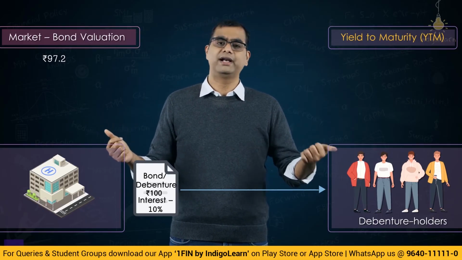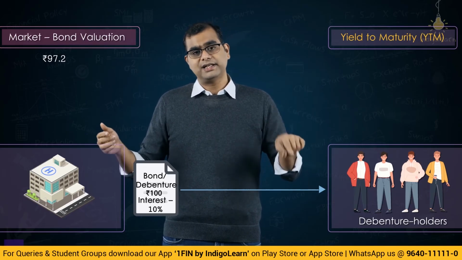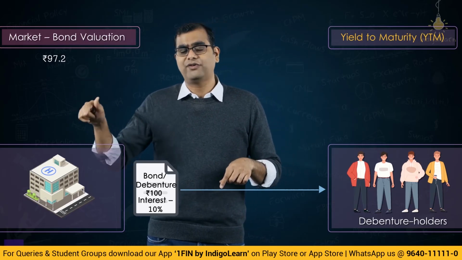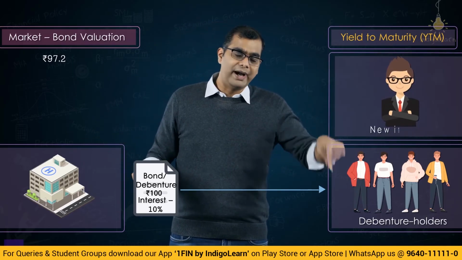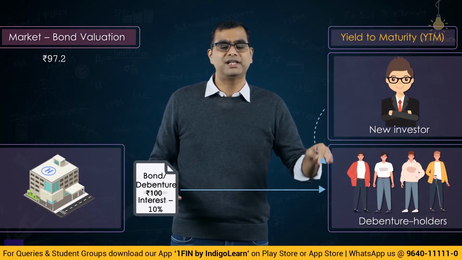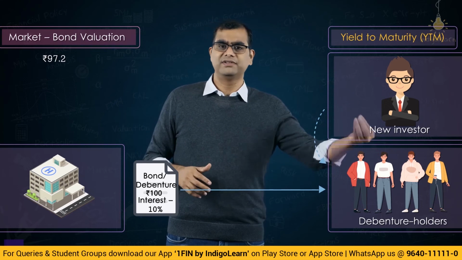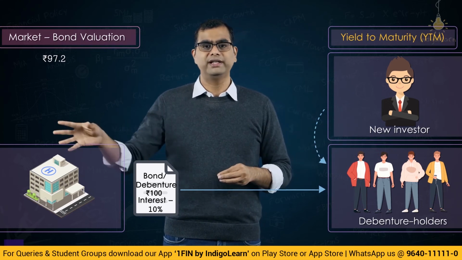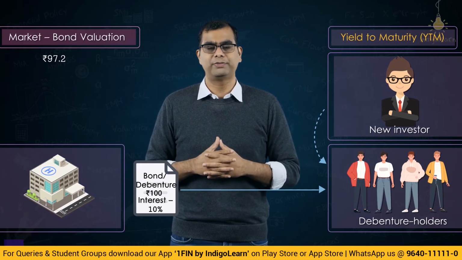It will repay them 100 plus 10 and all of that. Now, suddenly the interest rate has changed, and now the price has fallen to 97.2. When a new investor is trying to buy from these existing investors at 97.2, existing investors will make a loss, because this morning they invested at 100, and in the evening it is 97.2, so they will make a 2.8 rupees loss.